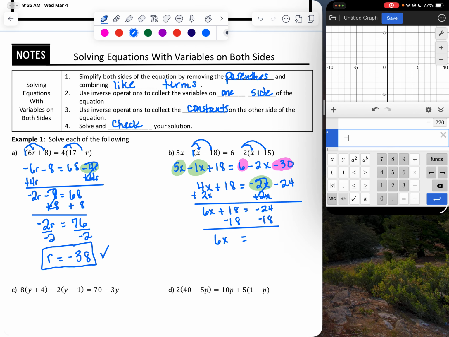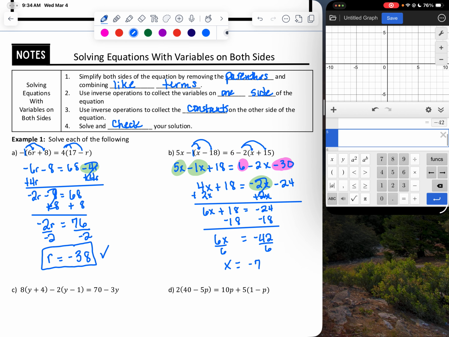So negative 24. I feel like this is a place where a lot of people are going to make mistakes, so I highly recommend you putting in your calculator negative 24 minus 18, and that would be negative 42, and then we'll divide by 6. So x equals negative 42 divided by 6.